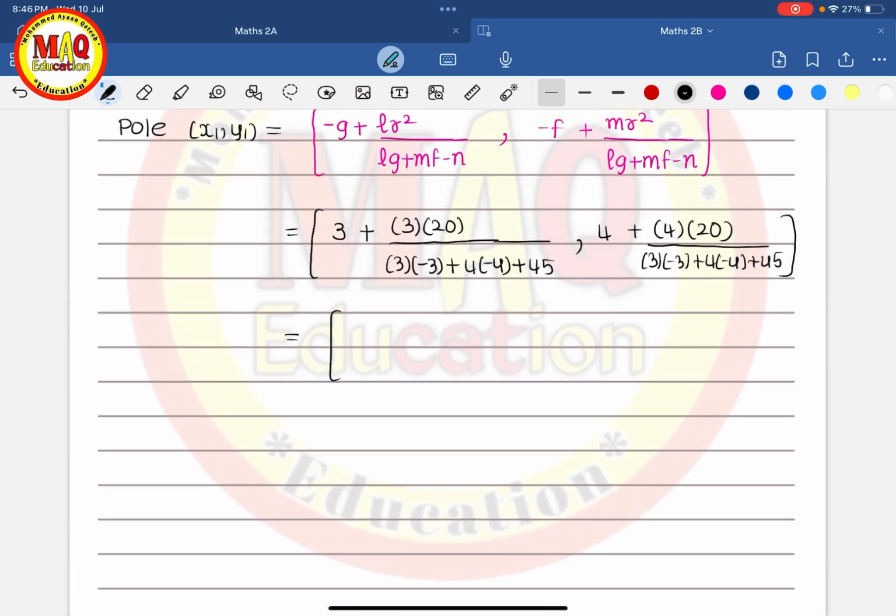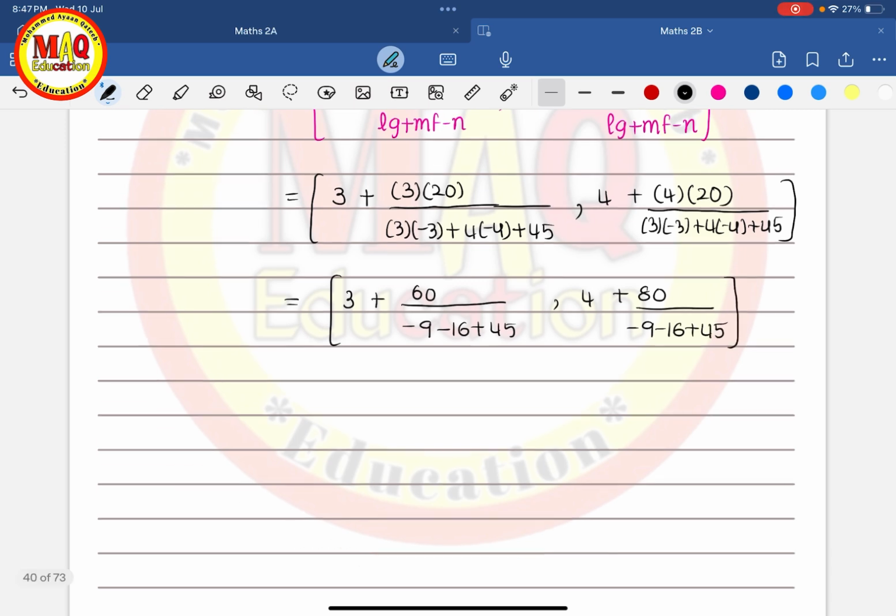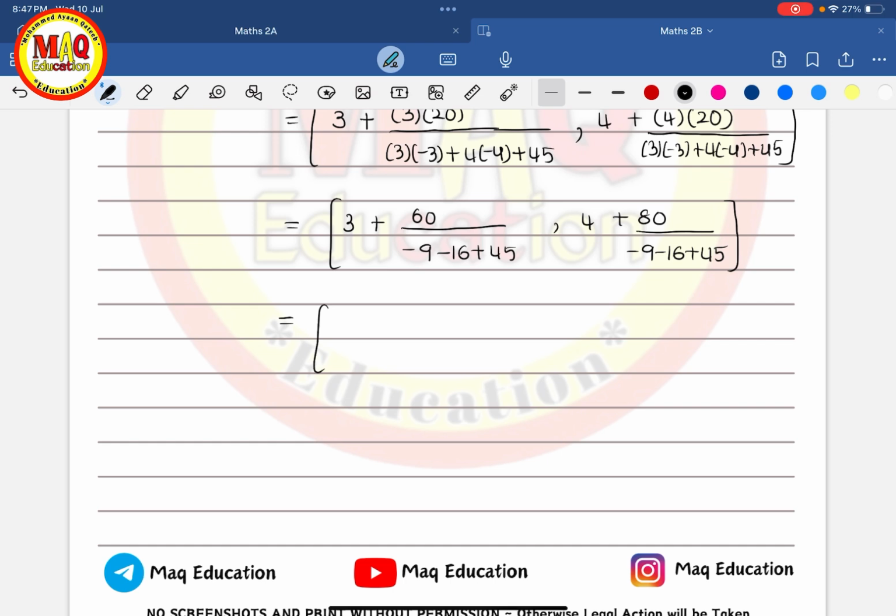Okay, here what we'll get: 3 + 60 by 3 into 3 is -9, -16 + 45, comma, 4 + 80 by -9 - 16 + 45. How much will you get? 3 + 60 by -25 + 45, how much? 20, comma, 4 + 80 by 20. The zeros get cancelled.